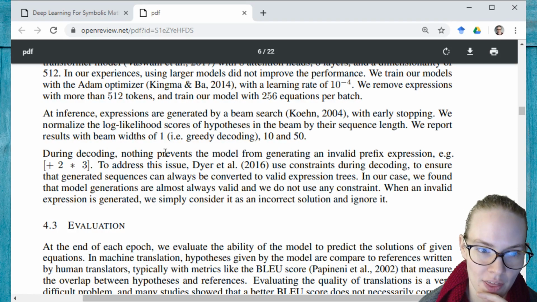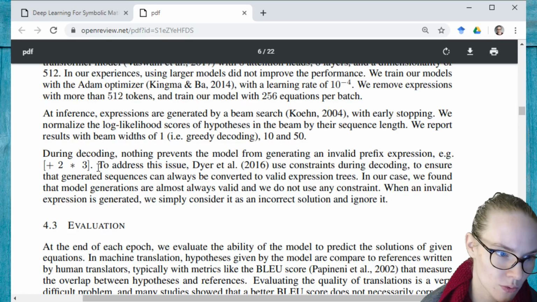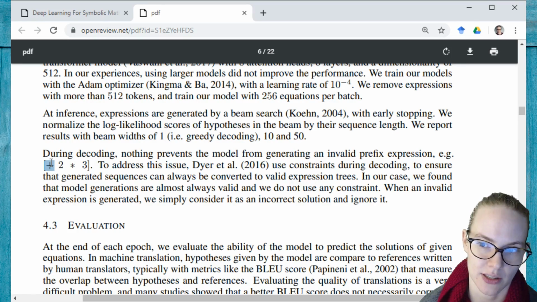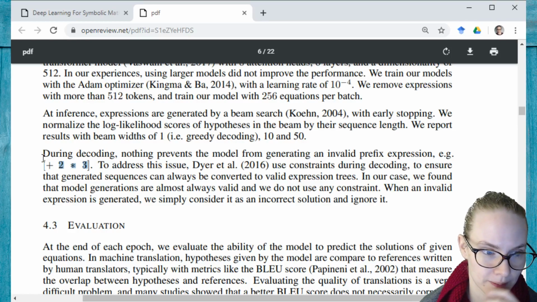During decoding, nothing prevents the model from generating an invalid prefix expression, e.g. + 2 times 3. So this is invalid because you should have two nodes after this binary operator, but instead you just have the one node here. So that's the problem with this expression.